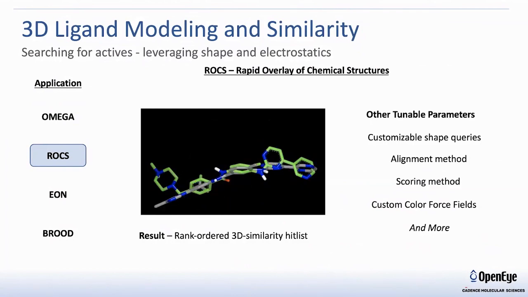Importantly, ROCS is very fast, which enables tasks such as ligand-based virtual screening without any context about a particular target. However, it is also important to note that ROCS is flexible, and parameters such as alignment method, scoring method, changing weights assigned to particular elements of a query, and even the color force field, which defines the color features, can all be modified by the user in order to carry out the search and alignment in whatever way they feel fit.